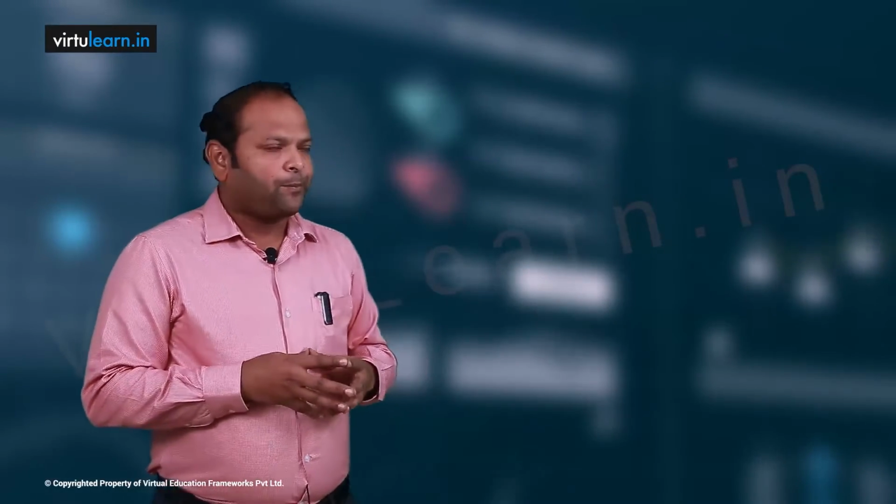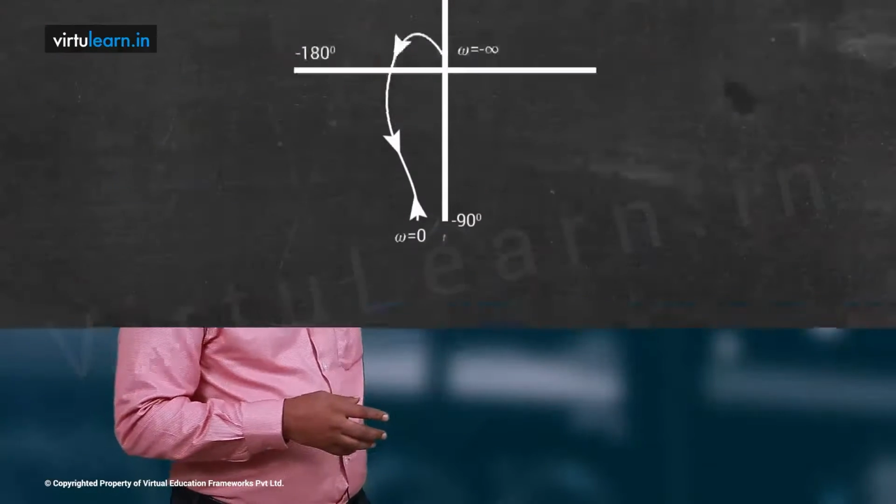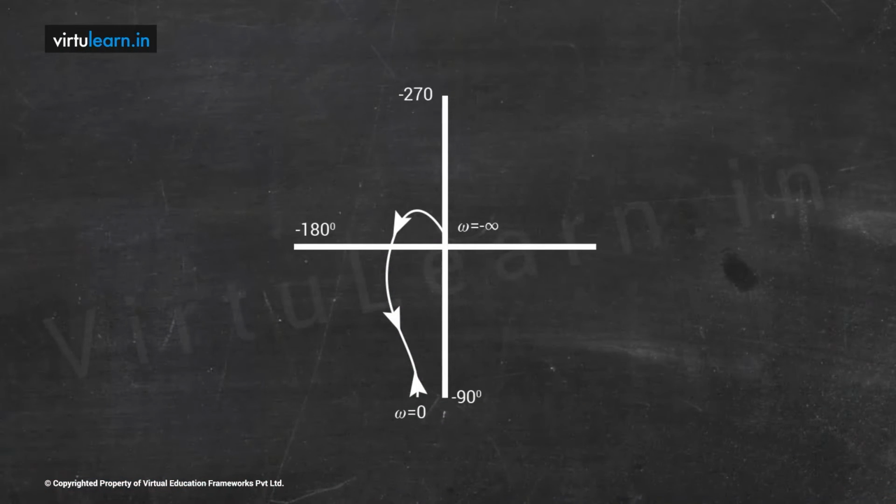Next, how to map path 2? We know that the path 2 mapping is one or more semicircles around the origin with radius r tends to 0, so we can ignore it. What is the mapping of path 3? It is going to be the inverse polar plot. We know what a polar plot is. The inverse polar plot will be like this, and the direction is away from the origin. So the polar and inverse polar plots are both available.